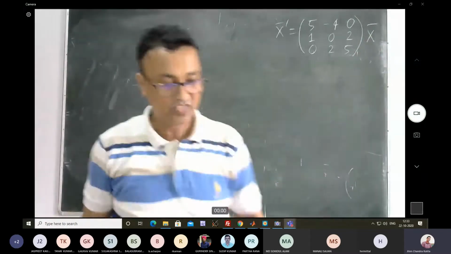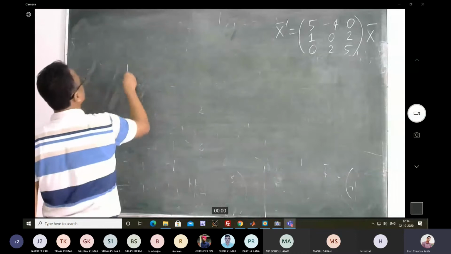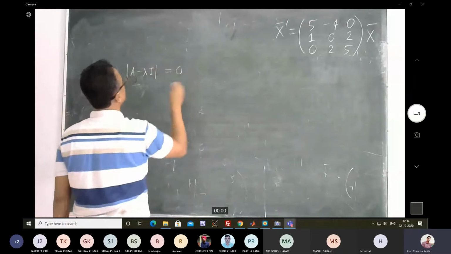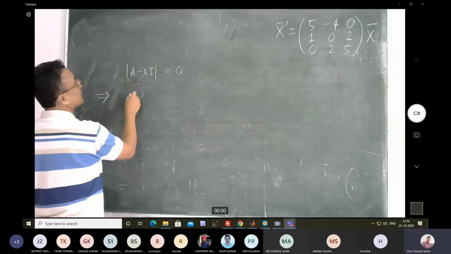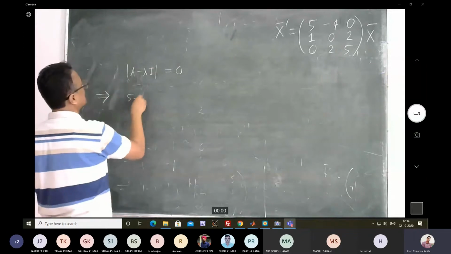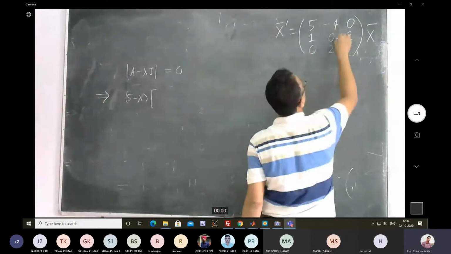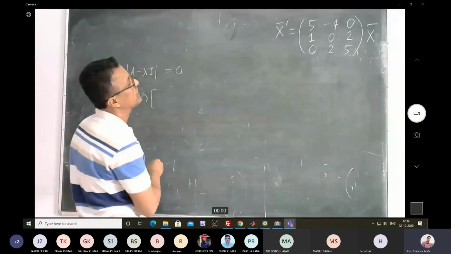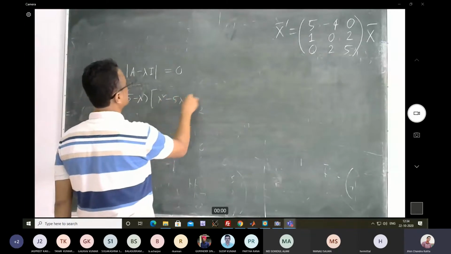Okay, at least I have a 0 entry in the third row, that should reduce my load. Now if I want to find out A minus lambda I equal to 0, that is going to give me 5 minus lambda, minus lambda, again 5 minus lambda. So that is going to give me lambda squared minus 5 lambda minus 4.